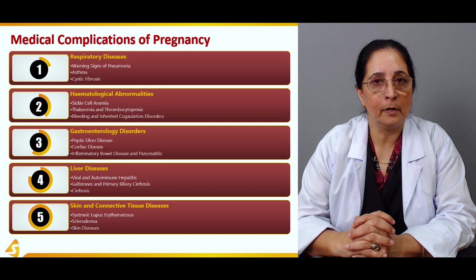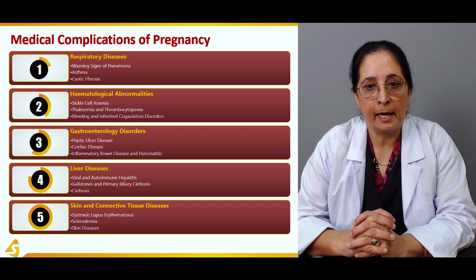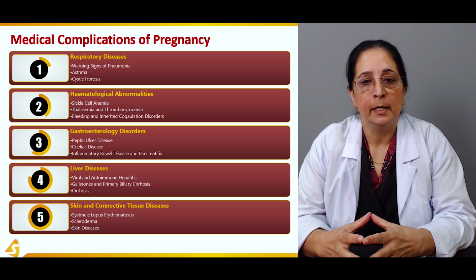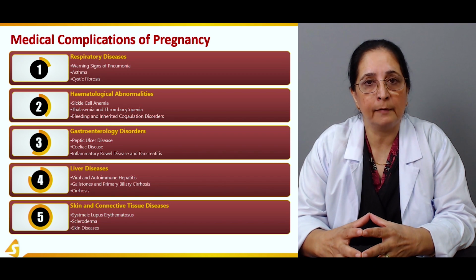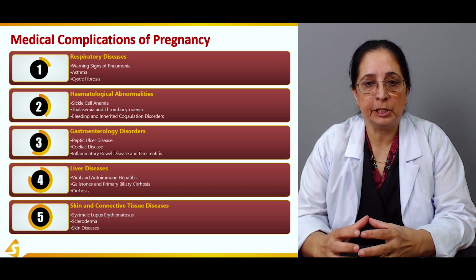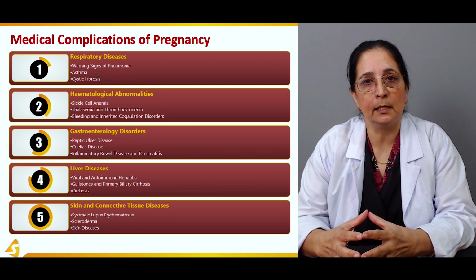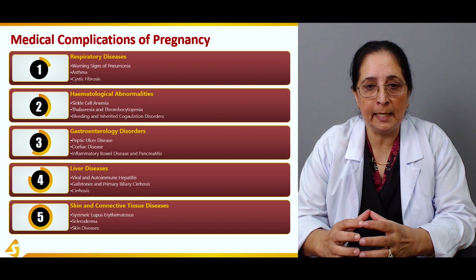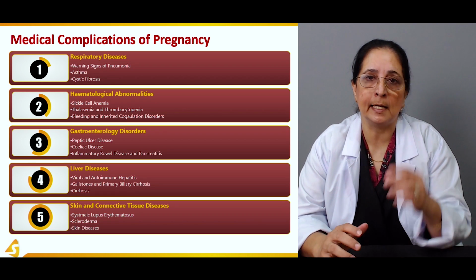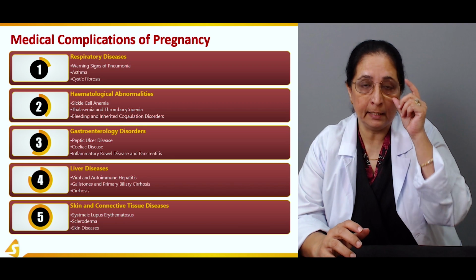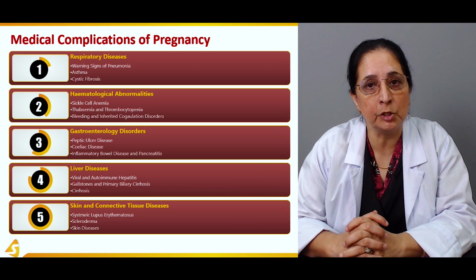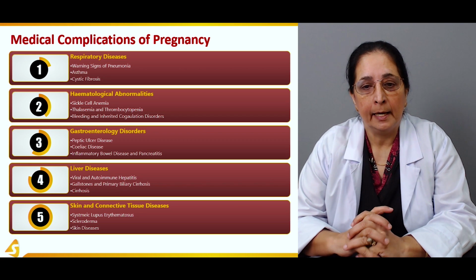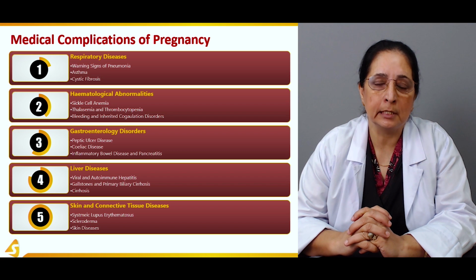What are the warning signs of pneumonia and what's asthma and how it affects the pregnancy, and also the effect of cystic fibrosis. In the second section, we will talk about different haematological abnormalities, in which we will talk mainly about the sickle cell anemia, thalassemia, and thrombocytopenia. And then also we will talk about bleeding and inherited coagulation disorders.